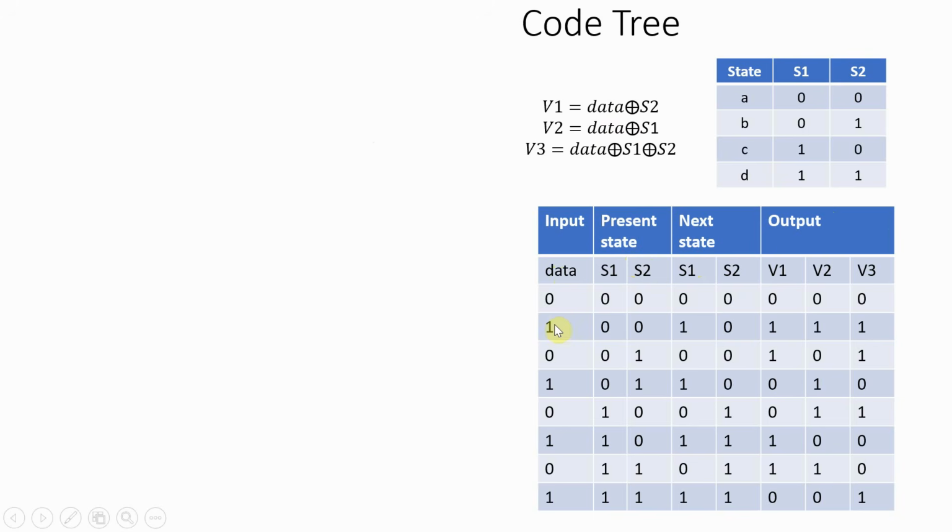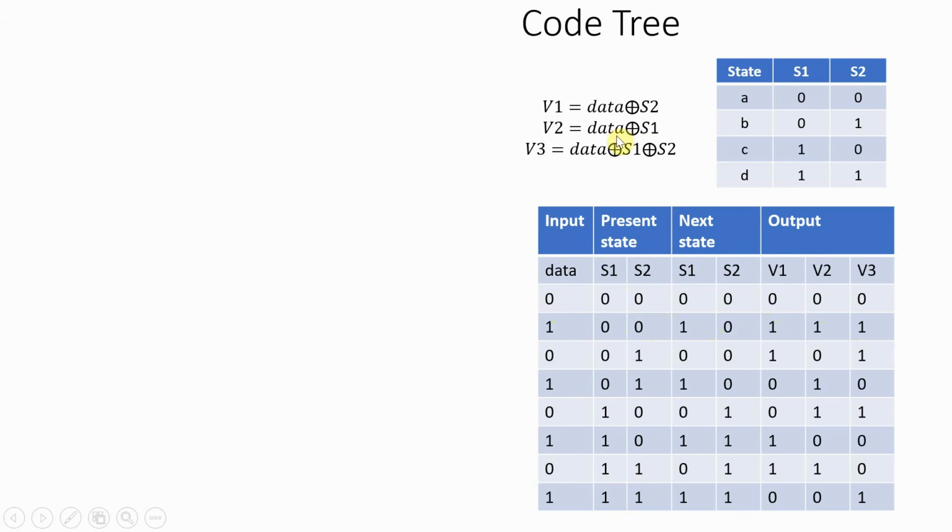So when the data input is, say for example, 1, and we are in current state A, which is 0, 0, when data 1 arrives, the next state would be state 1, 0 and the corresponding output will be 1, 1, 1. How do we obtain this 1, 1, 1? We obtain it using these equations. V1 is equal to data XOR S2. So data is 1 and present state S2 is 0, and we obtain 1 as V1.